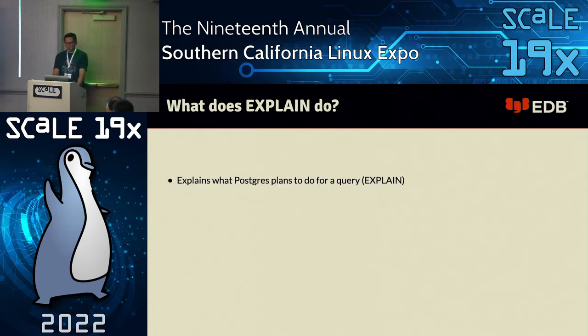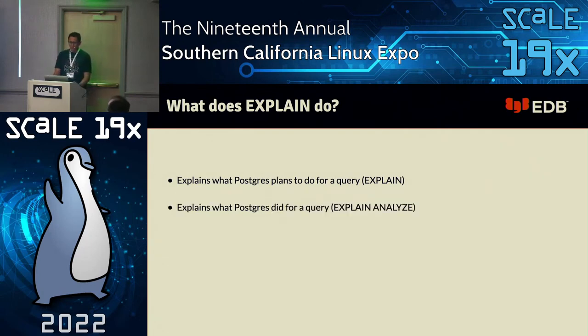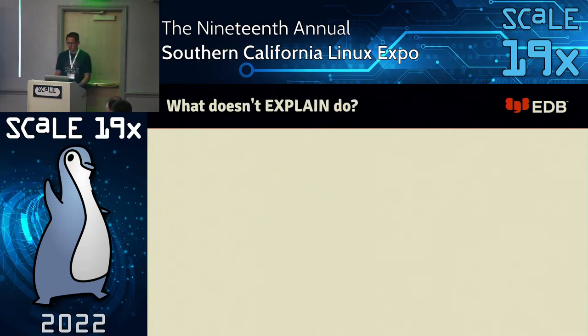So to start off, what does explain do? Explain shows what Postgres plans. It tells you what Postgres plans to do for a query. So when you type explain and then the query, it will print out a query plan, all the things that it chooses to do in the process before it gives you the results. Now, it can also tell you what Postgres did for a query, which is what explain analyze does. So if you type explain analyze and your query, you're going to get some statistics about what the query executor encountered during the execution of that query.